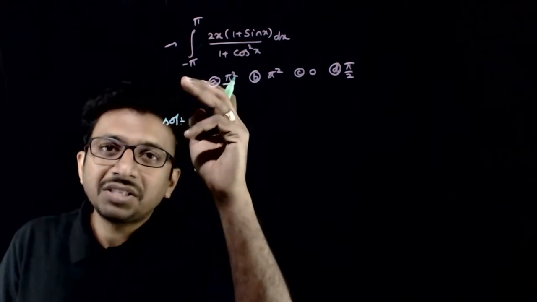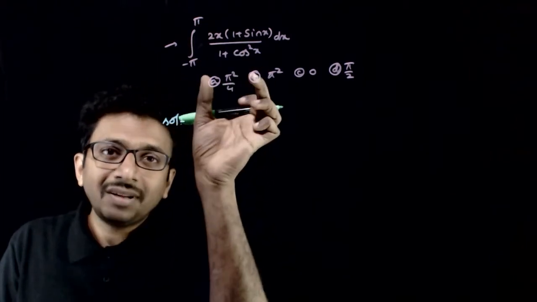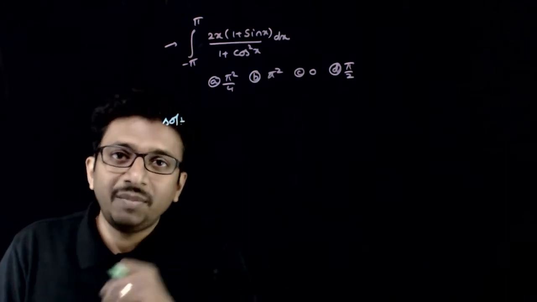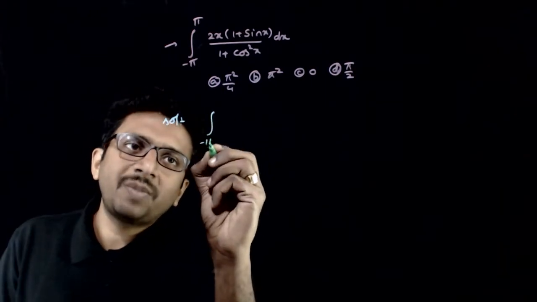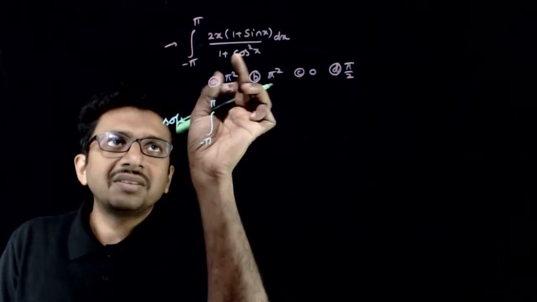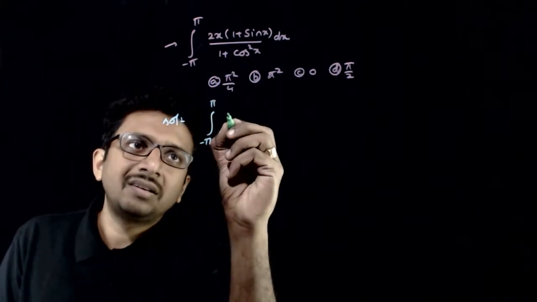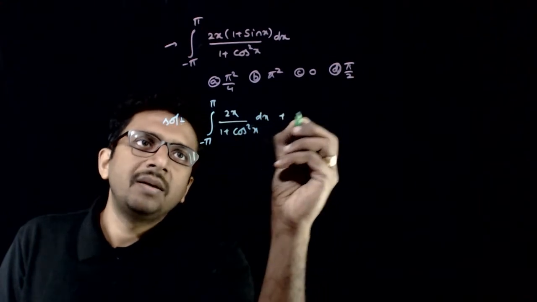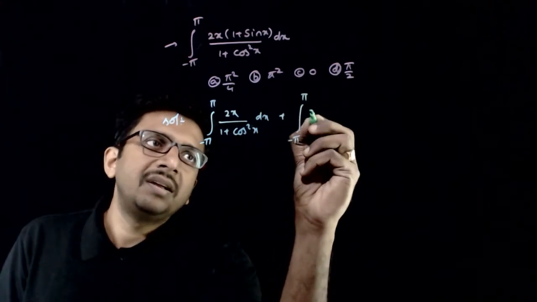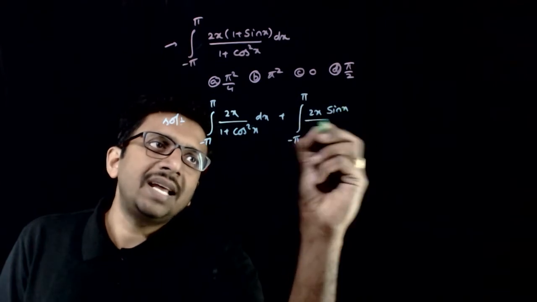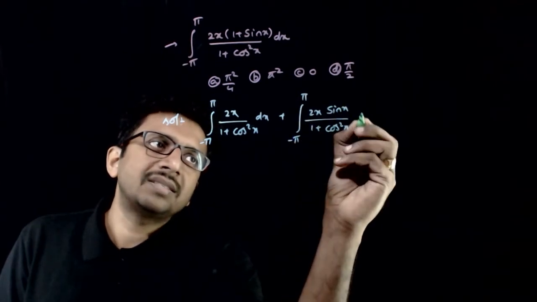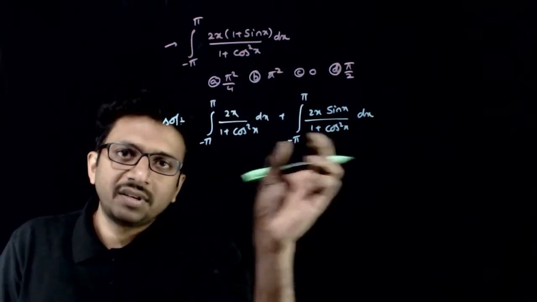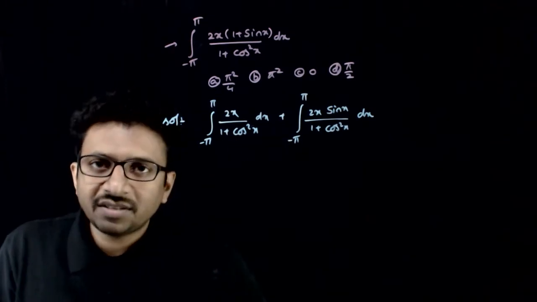Whenever you have integration from minus a to a, you have to check for even and odd functions, because if you have an odd function here, the integral will directly become 0. So integration from minus pi to pi, first what I do is I'll split this function into two parts: integration from minus pi to pi of 2x by 1 plus cos square x dx, plus integration from minus pi to pi of 2x sin x by 1 plus cos square x dx. So 2x plus 2x sin x. I have separated this function.